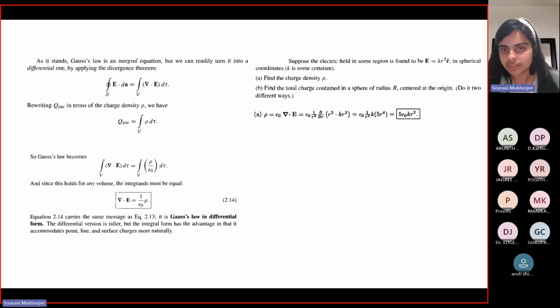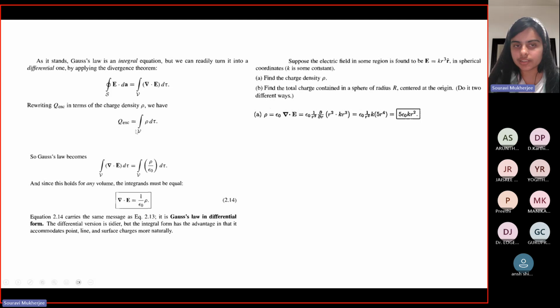Based on the scale factors, you can write expressions for all the different, gradient, divergence, curl, and all the surface elements, volume elements and everything, right? So the curvilinear coordinates that we discussed in the last class. So from there, you can get the expression for divergence in spherical coordinates, and that is what has been used here. Okay, and you do epsilon naught divergence of E, and that gives you the charge density rho.